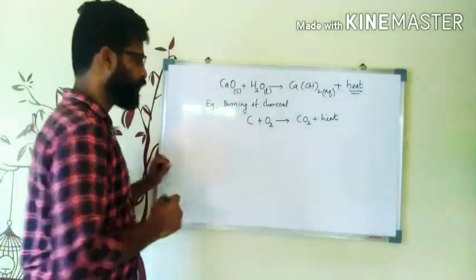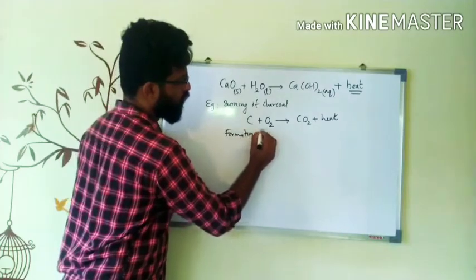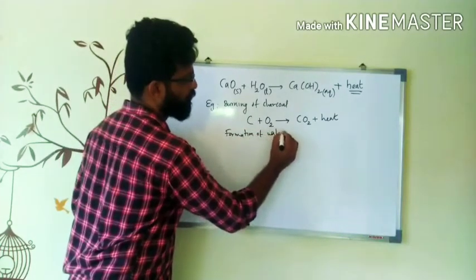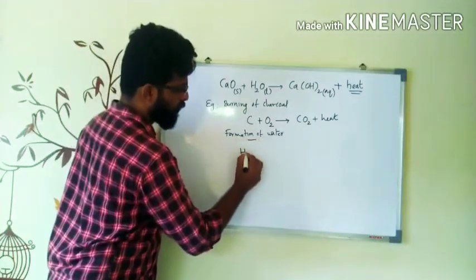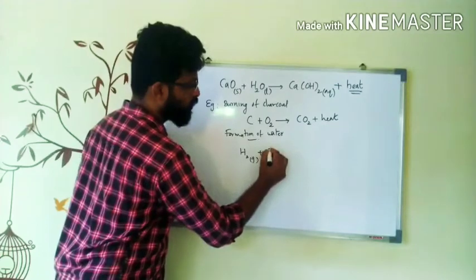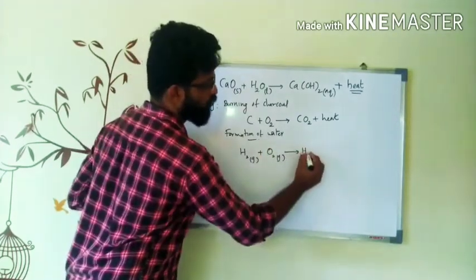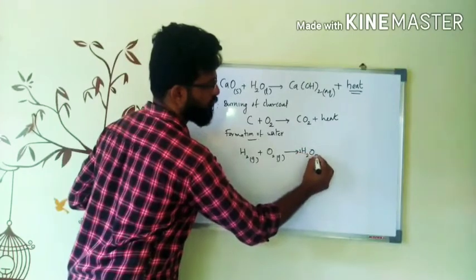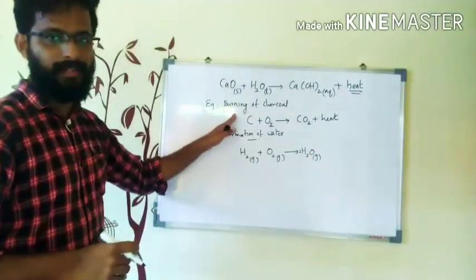Let's discuss another example: formation of water. Hydrogen gas reacts with oxygen gas to form water. It's a balanced equation. Again, this one is also a balanced equation.